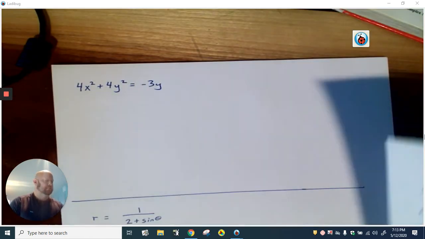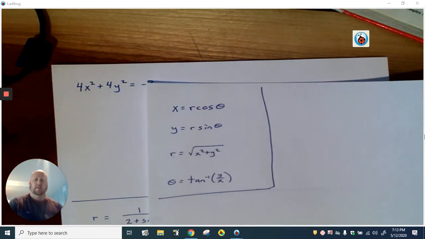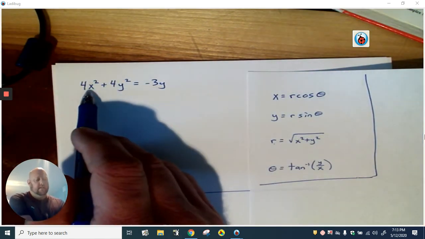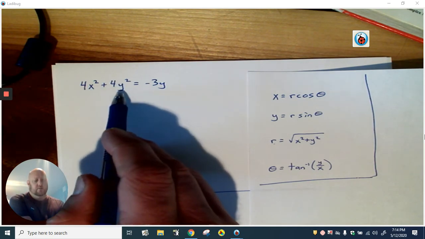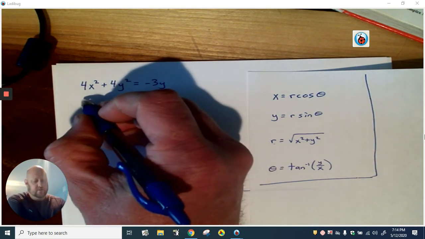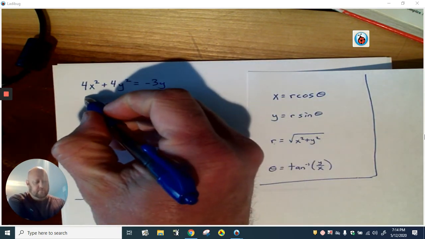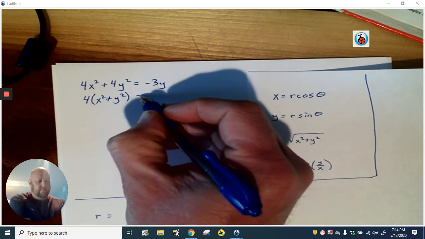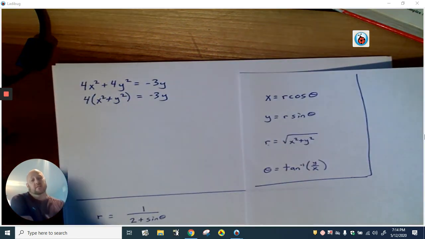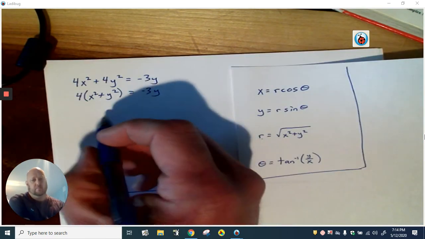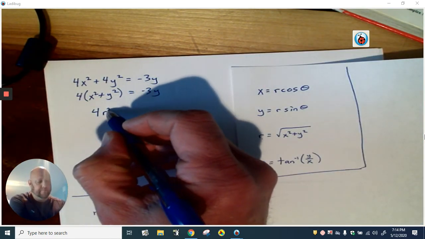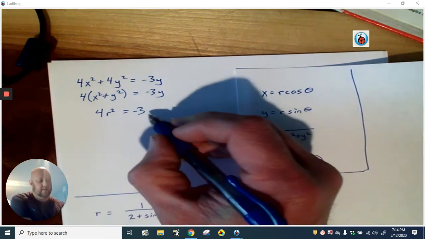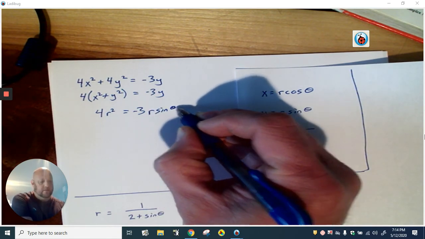Let's try this one. Again, we can just use our toolbox. Goal is simple: get rid of x's and y's and replace them with r's and theta. In this case, I see the x squared and the y squared, and I could actually simplify that just a little bit by pulling that 4 out of there. And if I pull that 4 out before I do any substitutions, well, then I can just substitute right away, because x squared plus y squared would be r squared. And then I can just get rid of that y, because y is r sine. And then I just got to simplify.